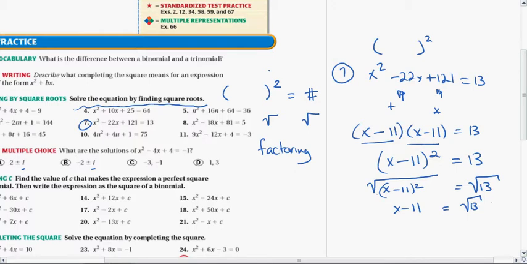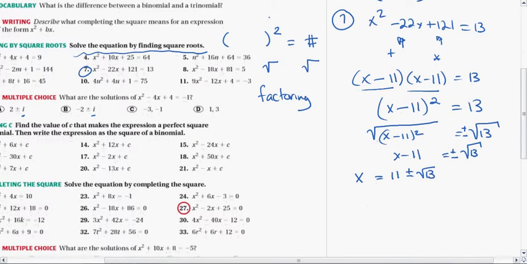Now, I need to be very careful here. When I take a square root and I have an equation, I really am looking for the positive and the negative root. So I have to include plus and minus square root of 13 in my equation. All right, one last step. I'm going to add 11 to both sides. So now I've got x equals 11 plus or minus the square root of 13.